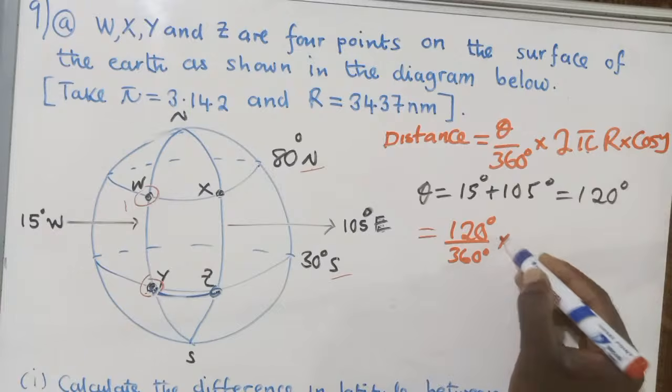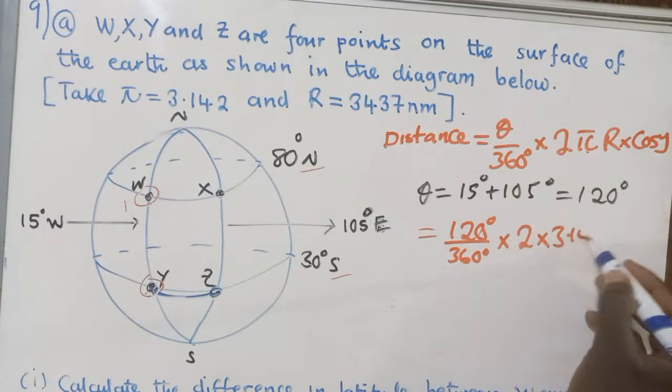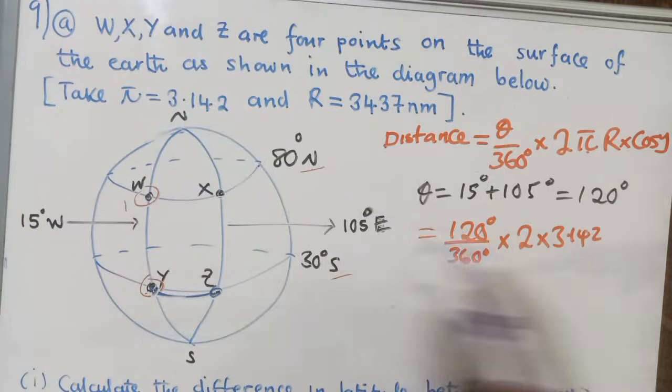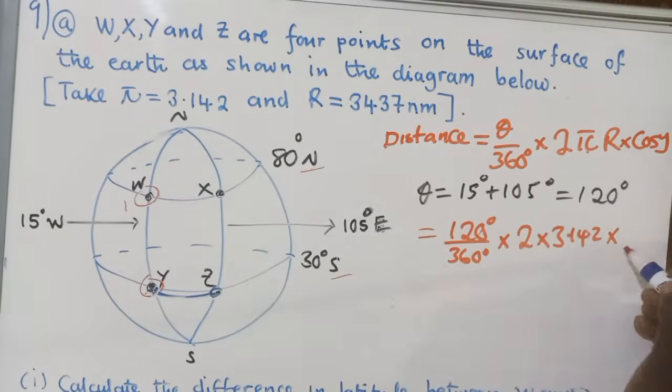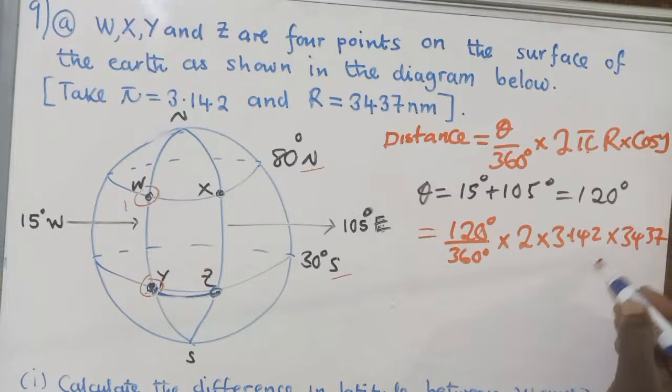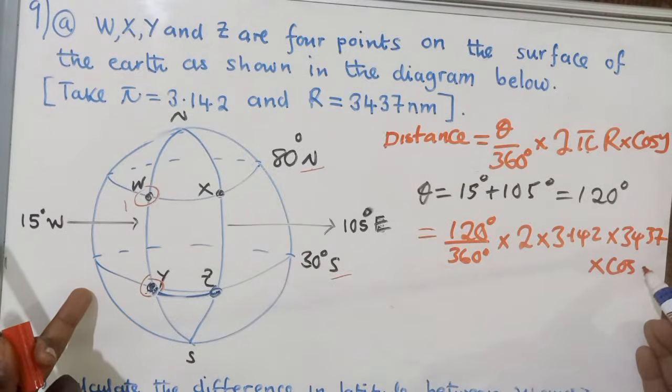This, which is here, times 2 times pi, which is 3.142. Don't forget, we are given the radius here, which is 3,437, times cos. Now the cos here, you have to be very careful.